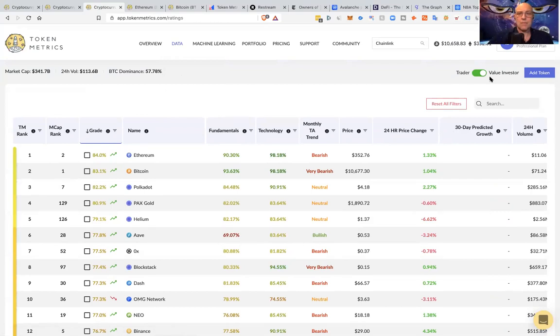So we'll end up having just 2 ratings on Token Metrics. One for value investors, long-term, and one for short-term traders. The short-term trading grade will be replaced by a combination of the price prediction and the technical analysis grade. So there'll be less confusion, because people have been telling us it's tough to know what to do since we have so many different grades and they don't know which one to follow.